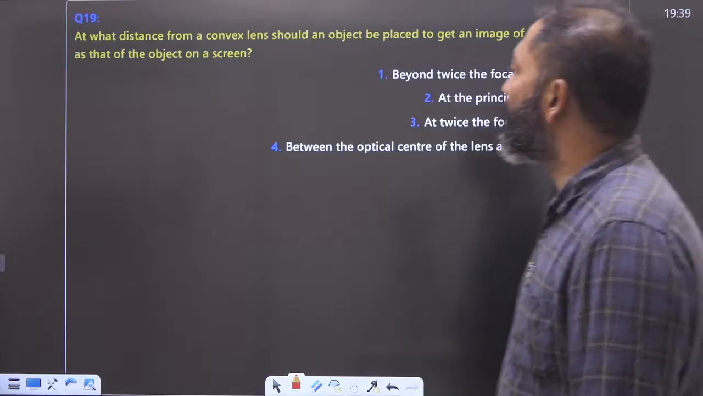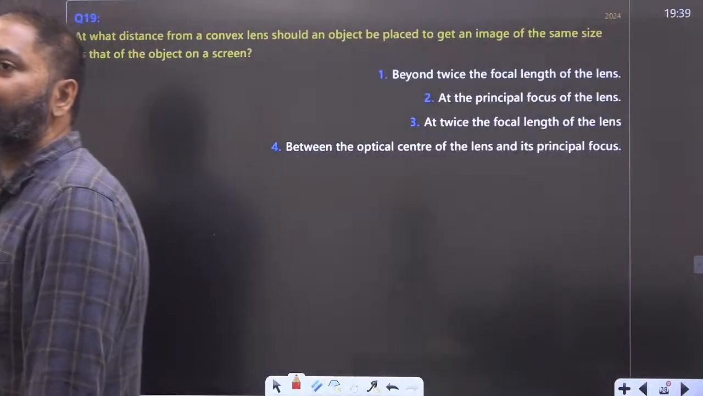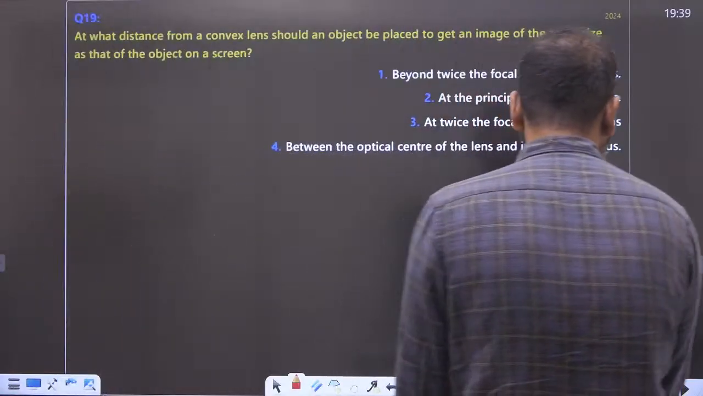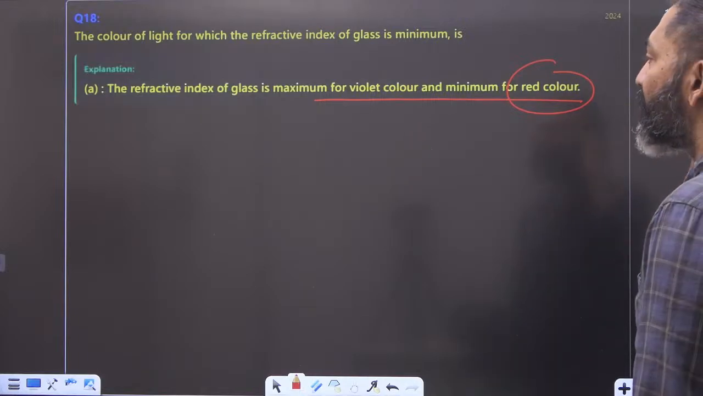Remember that. Refractiveness is what? Minimum is what? For red color. Maximum for what? Violet. Note that line. Refractiveness for glass is maximum for violet and minimum for red color.